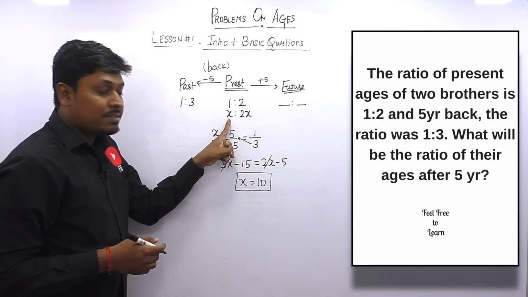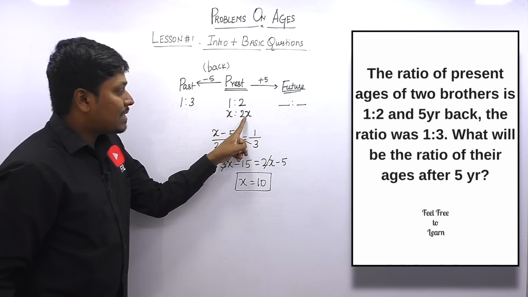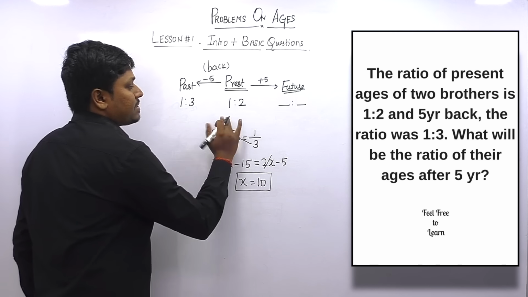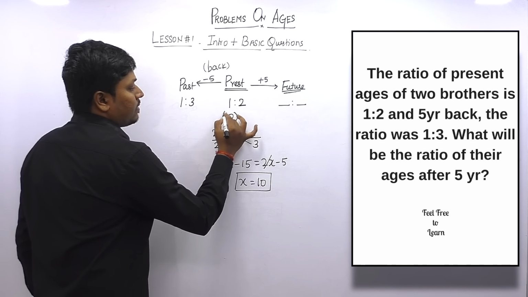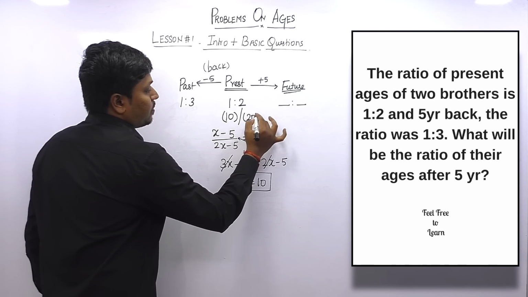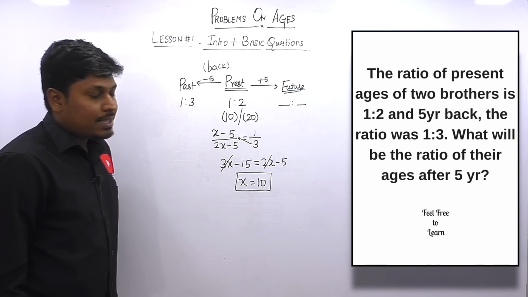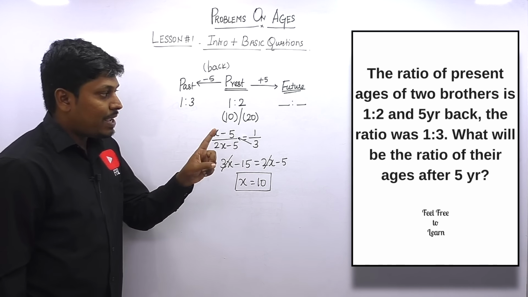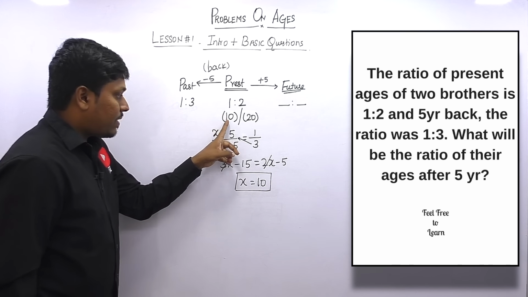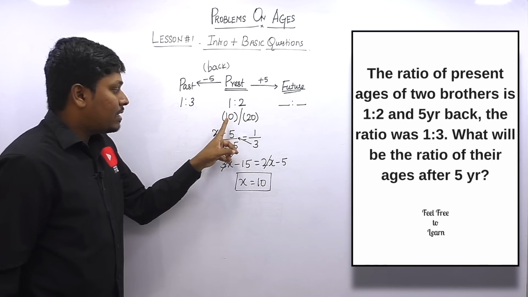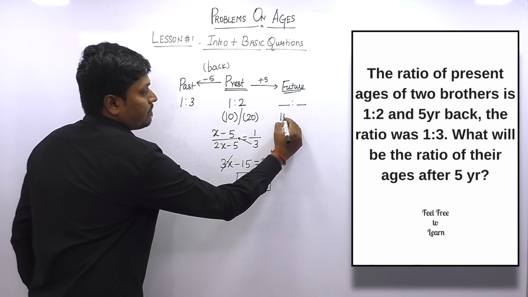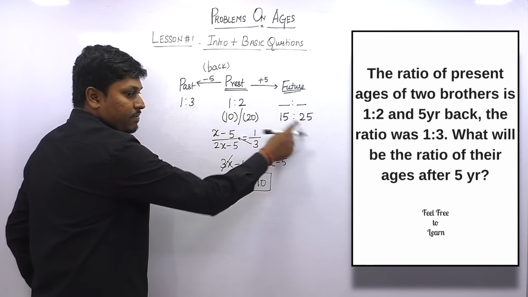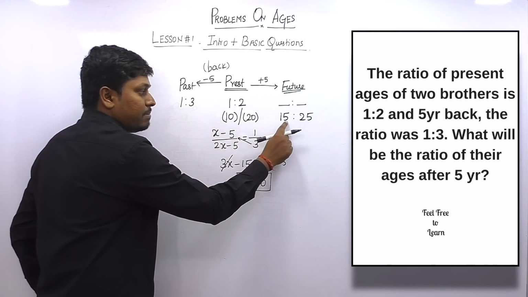So we can say the first brother's age will be 10 and the second brother's age will be 10 into 2, 20. So the first brother's present age is 10 and the second brother's will be 20. Remember, what is our target? Our target is to find the ratio of their ages after 5 years. So after 5 years, the first brother's age will be 15 and the second brother's age will be 25.